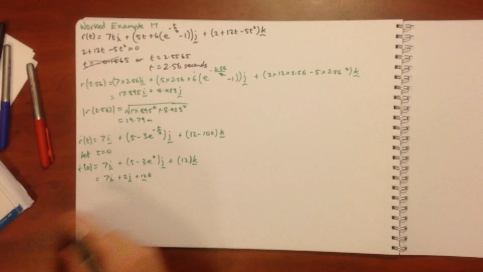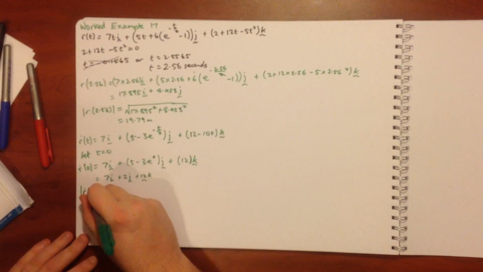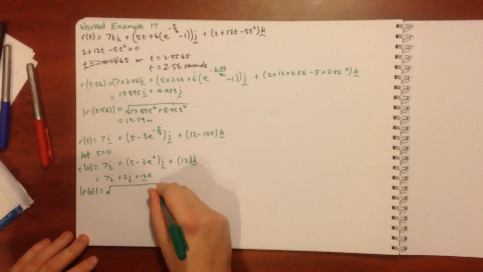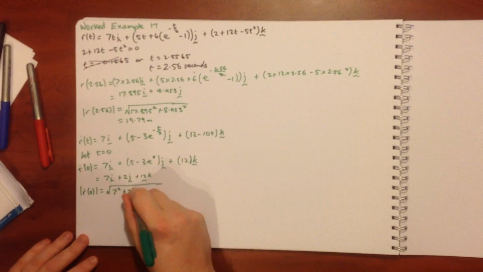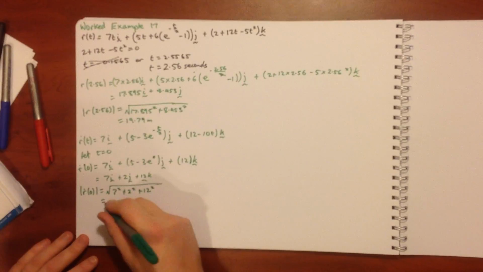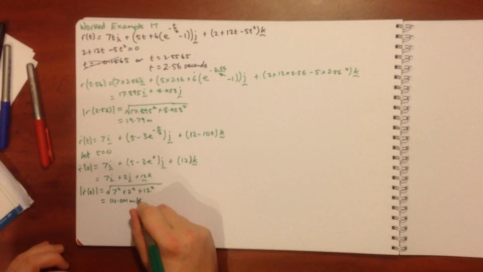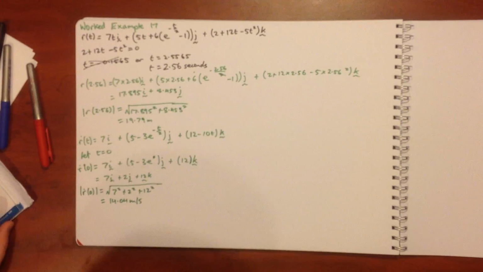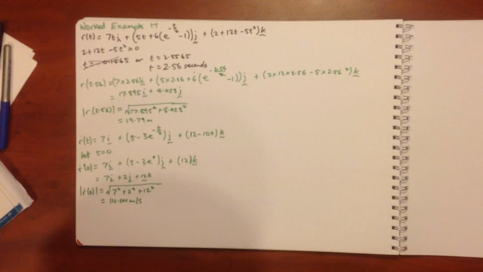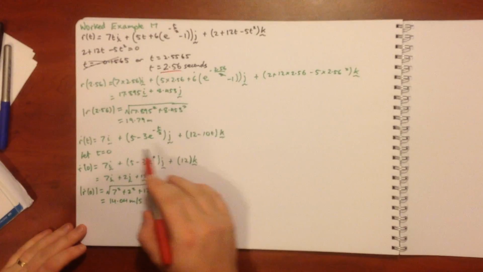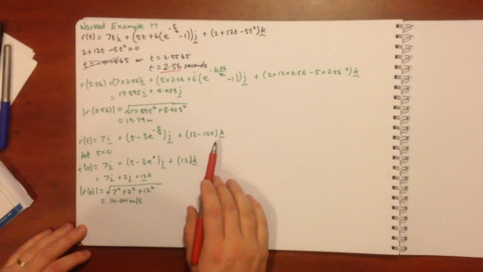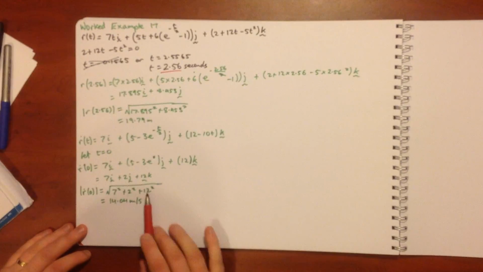We want the initial speed, so we're going to take the modulus of that, which is just our Pythagoras in 3 dimensions, which gives us a value of 14.04 metres per second. And lastly, we've got to find our speed and angle at which the shot hits the ground. So we need to substitute in our time of 2.56 into our velocity vector. That'll give us a nice vector which we can then take the modulus of.